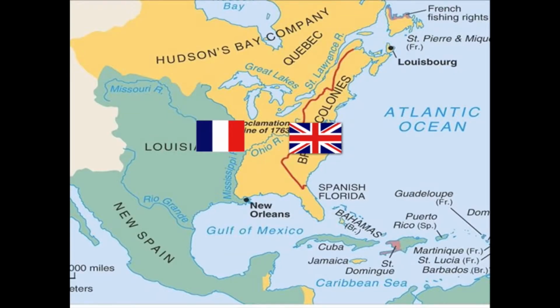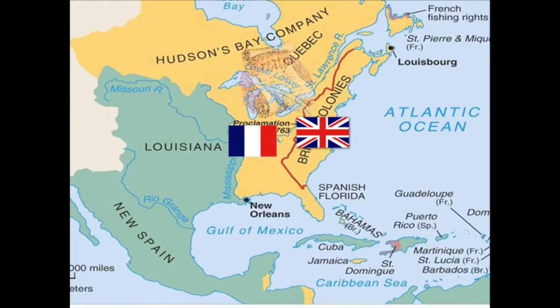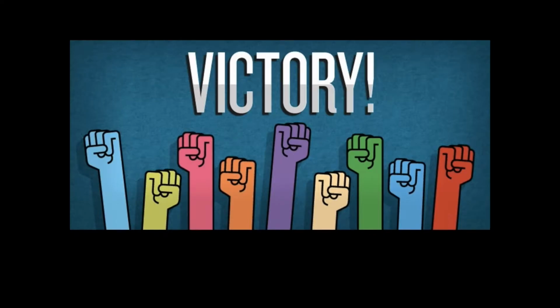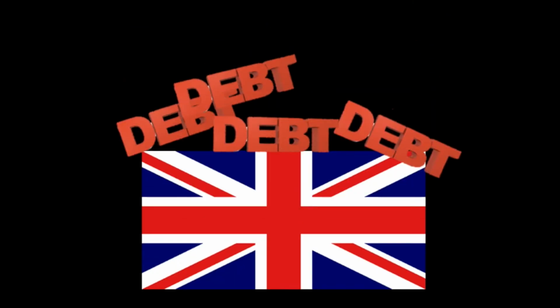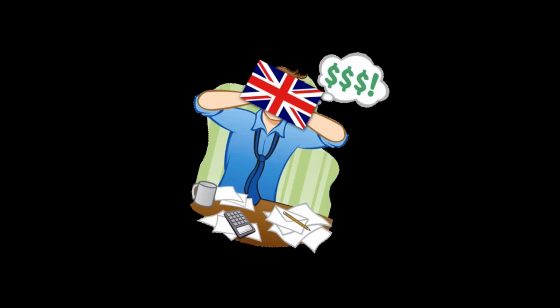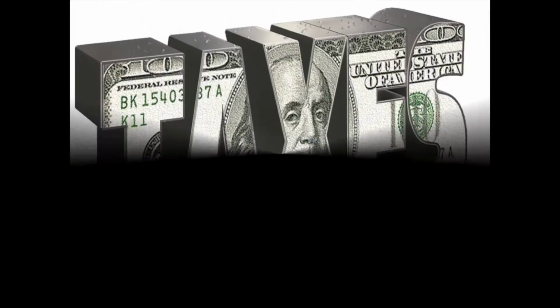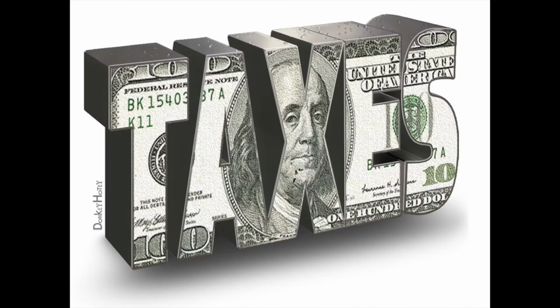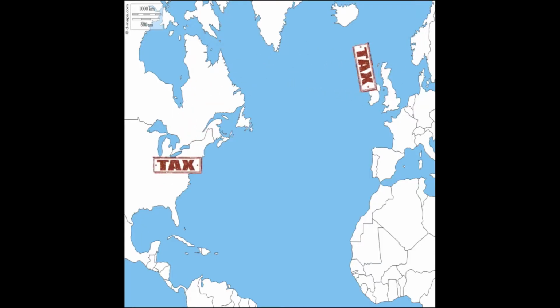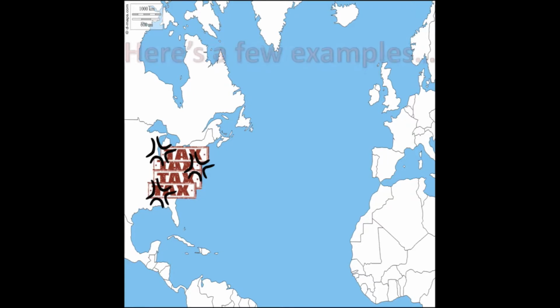The fighting continued until 1763 when the Treaty of Paris was signed between the British and the French. The war ended, but the troubles were just beginning for the colonists in America. With the war over, Britain was in a lot of debt. What was their solution? Taxes! The British placed tons of new taxes on the American colonists, and boy did that make the colonists upset.